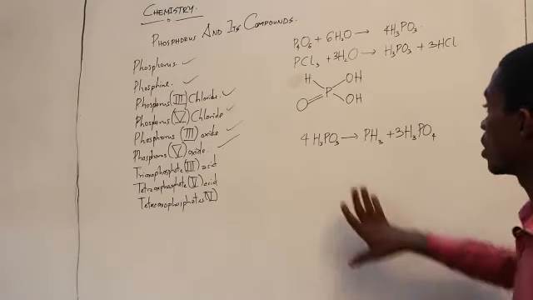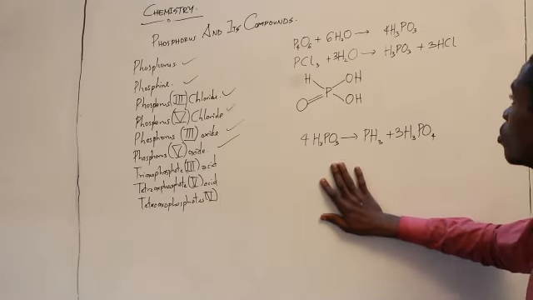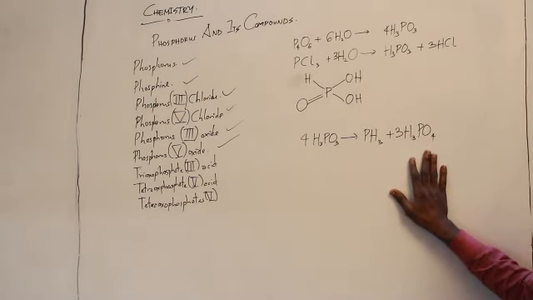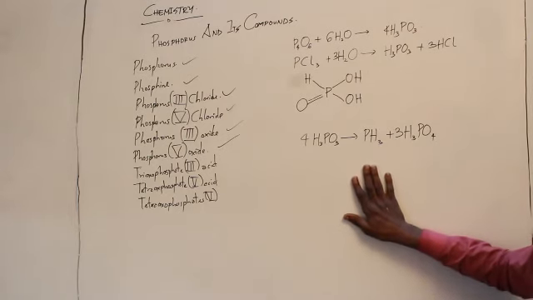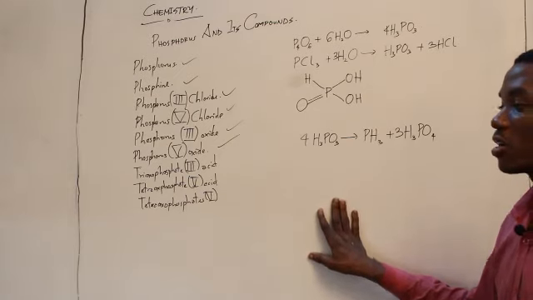The phosphorus compound can actually decompose into tetraoxophosphate 5 acid and phosphine. That's the major thing that it does. It decomposes. It is a very, very weak acid.